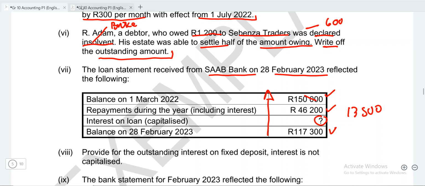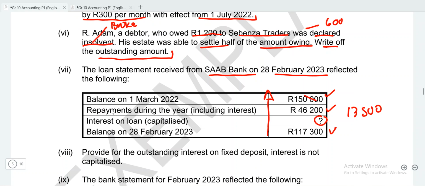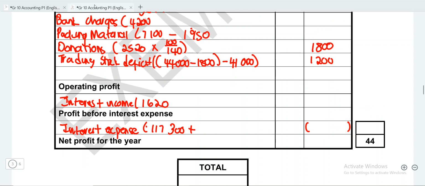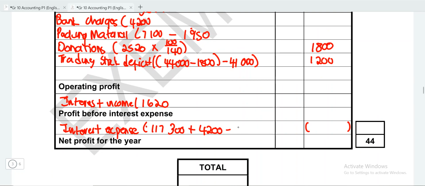So we're going to say in our calculation here, 117,300 plus the repayments that we made. Okay, now remember the repayments during the year is not per month, it's for the entire year. So we'd say plus that 46,200, and then we minus the opening balance. Our opening balance according to this is 150,000. So we'd say minus 150,000, and then from there we get the difference.